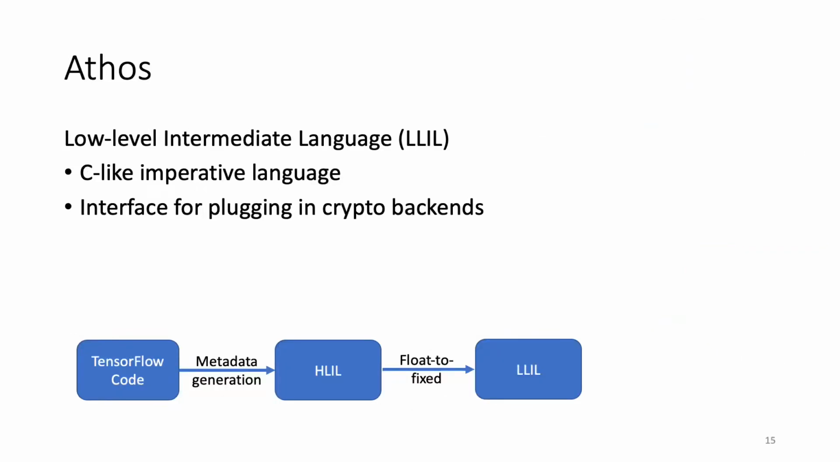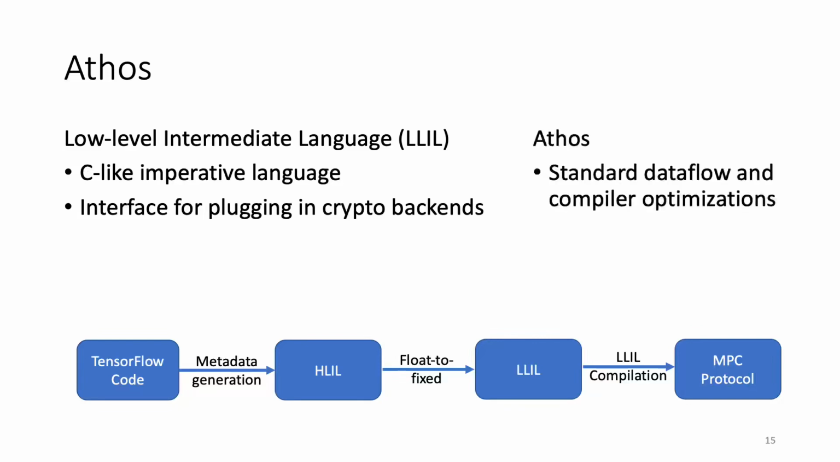The final step is then the compilation of LLIL to the crypto backend of choice. And that completes the compilation by Ethos to the MPC protocol. The design choice of having two intermediate languages, HLIL and LLIL, allows us to perform various standard data flow and compiler optimizations. Please check out our paper for more details on this. Finally, we note that for our benchmark networks with all the compiler optimizations, our compilation times remain within a reasonable 40 seconds.